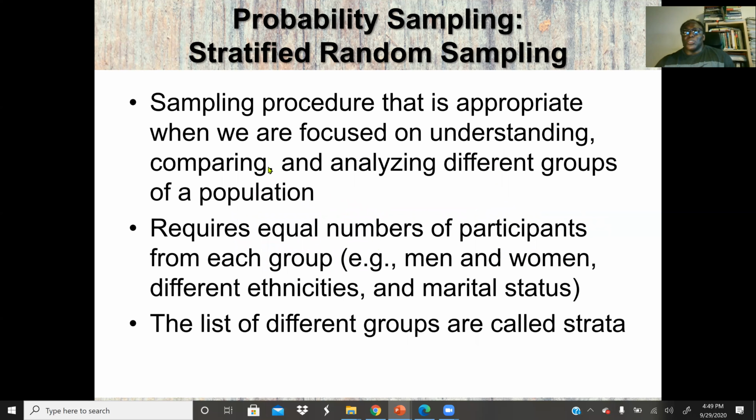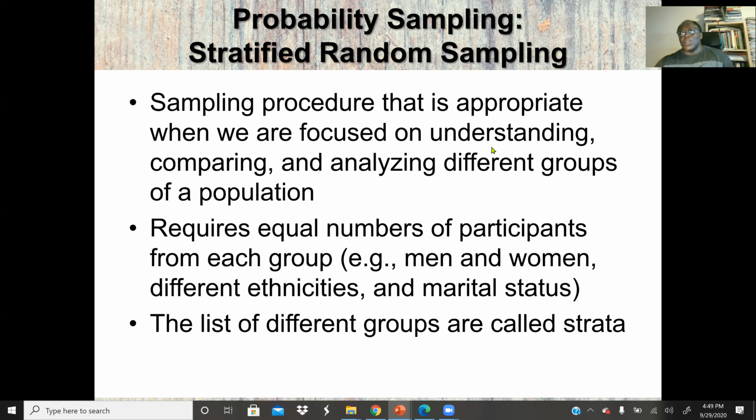This is a sampling procedure that is appropriate when we are focusing on understanding, comparing, and analyzing different groups of a population. It also requires equal numbers of participants from each group, men and women or different ethnicities or marital statuses. The list of different groups is called strata.